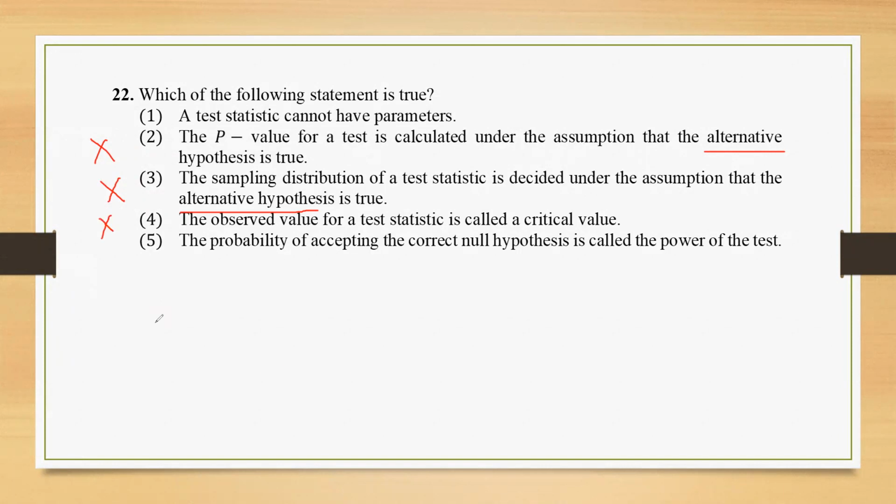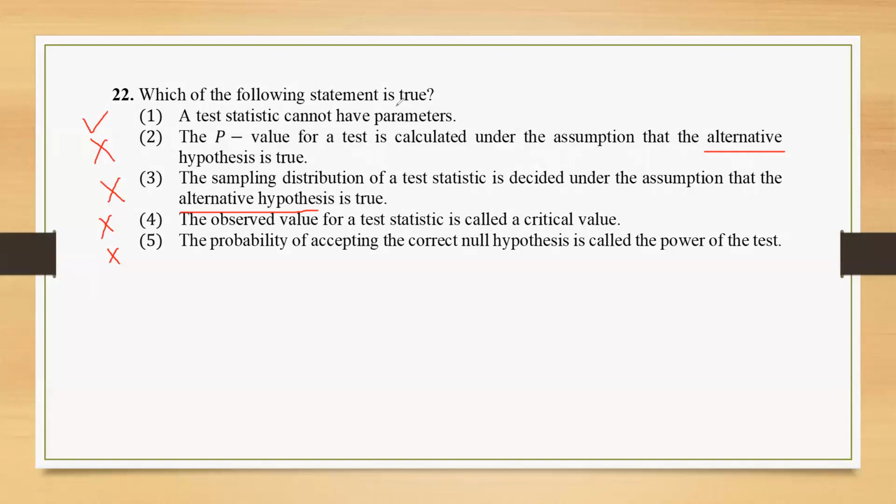It is also wrong. The probability of accepting the correct alternative hypothesis is called the power of the test. Alternative hypothesis එක correct වෙලාවෙ ඒක accept කරන එක නම් power of the test. සාමාන්‍යයෙන් අපි null hypothesis එක correct වෙලාවෙ ඒක accept කරන එකට විශේෂ නමක් කියන්නේ නැහැ, but it is 1 minus alpha. So therefore, the fifth one is also incorrect. Therefore, only the first one is correct. So it is not much difficult, right?